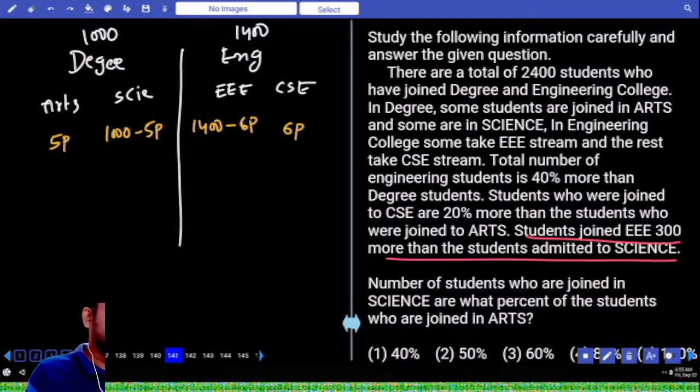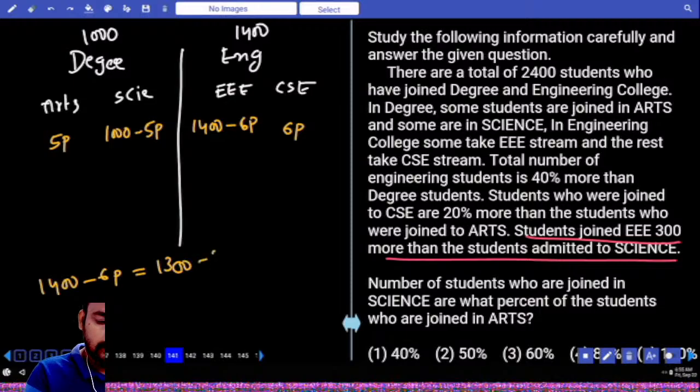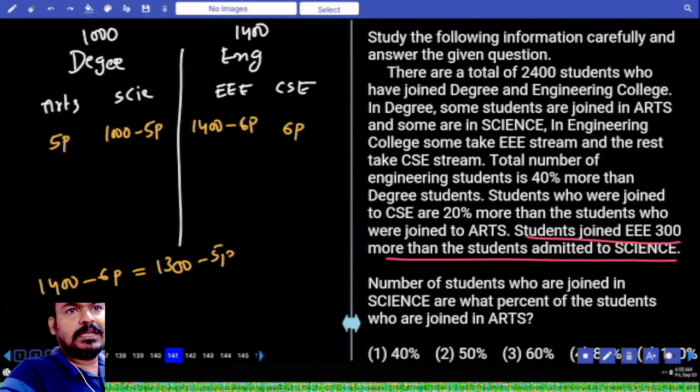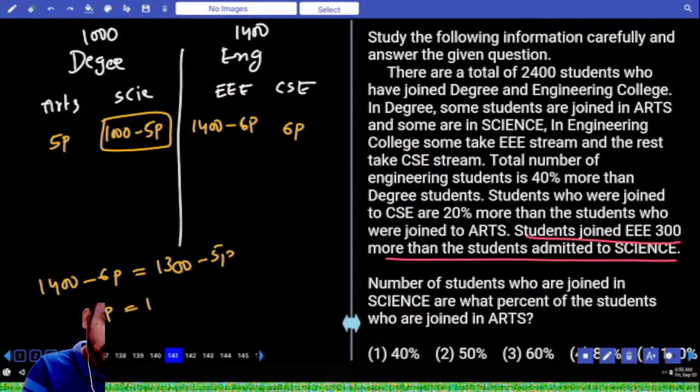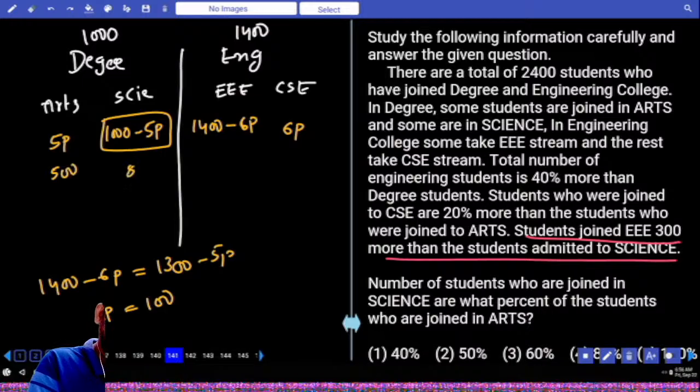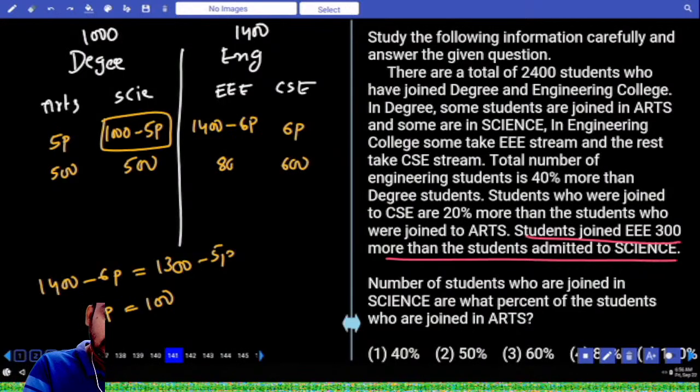Then we write 1,400 minus 6 parts equals 1,000 minus 5 parts plus 300, that is 1,300 minus 5 parts. What is the difference? 1 part equals 100. Then 5 parts is 500, and the remaining value is also 500. Next, 6 parts is 600, and the remaining is 800.